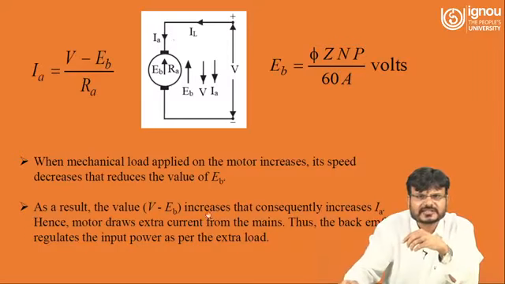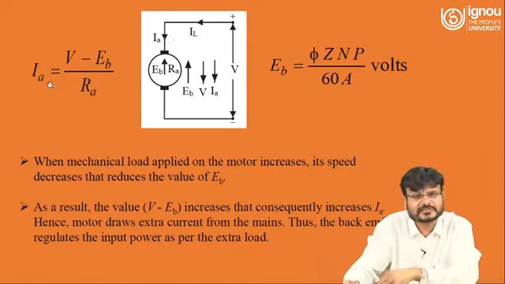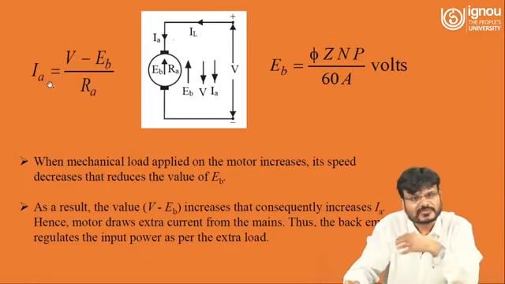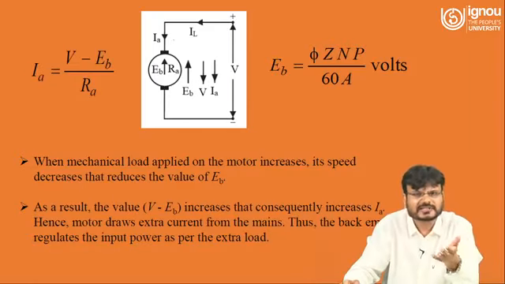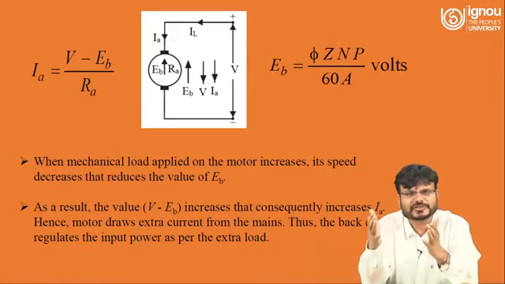So as a result, this V minus EB increases, because as the load is increasing, this EB is decreasing. If this EB is decreasing, that means V minus EB is increasing. If V minus EB is increasing, that means the value of the armature current is increasing. If the armature current is increasing, that means torque is increasing, because torque is directly proportional to the armature current and flux.